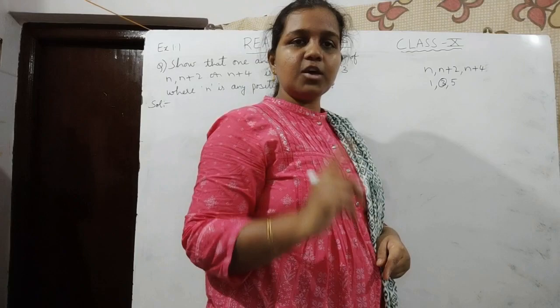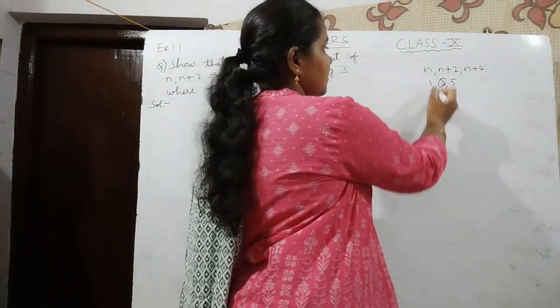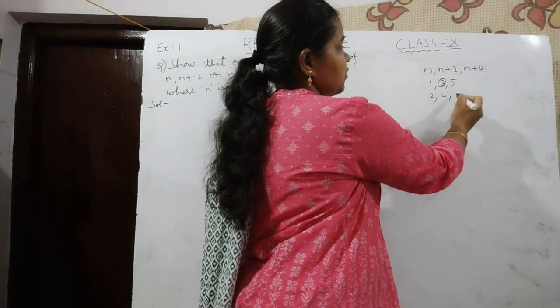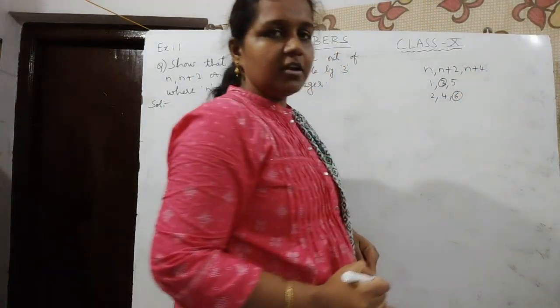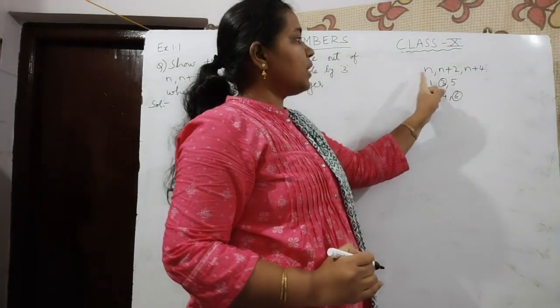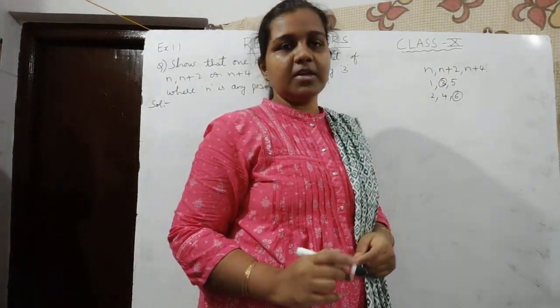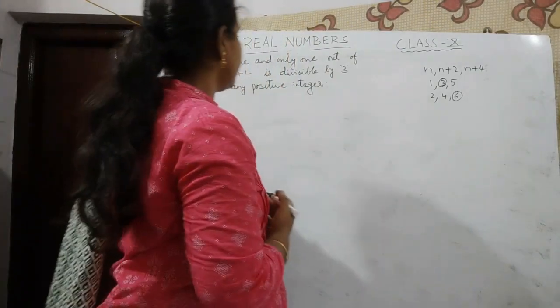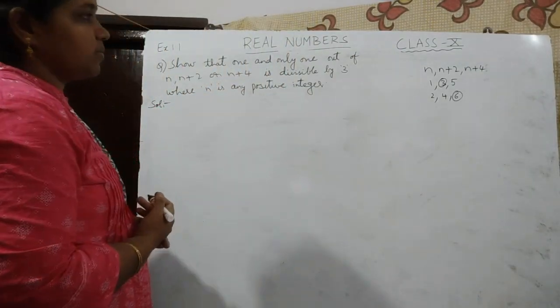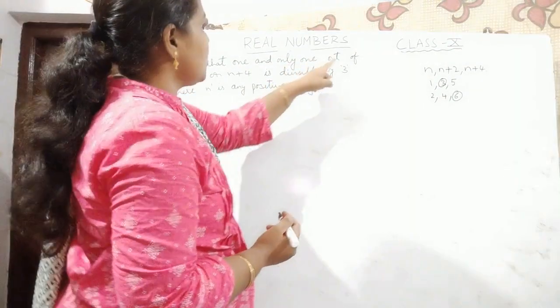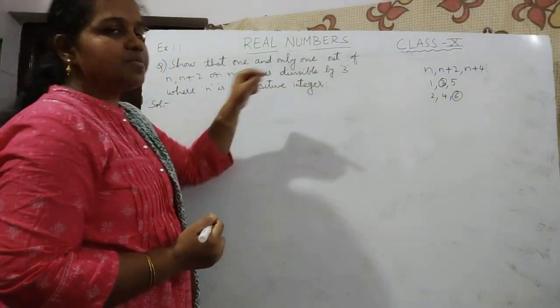Suppose I take n equal to 2, what will I get? This becomes 2, 2 plus 2 is 4, 2 plus 4 is 6. So this is divisible. So in this way, if I take any value for n, only one among the three is divisible by 3. That is what we have to show. So now, only one out of these is divisible by 3.